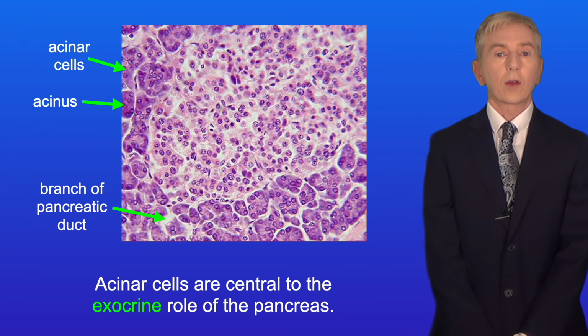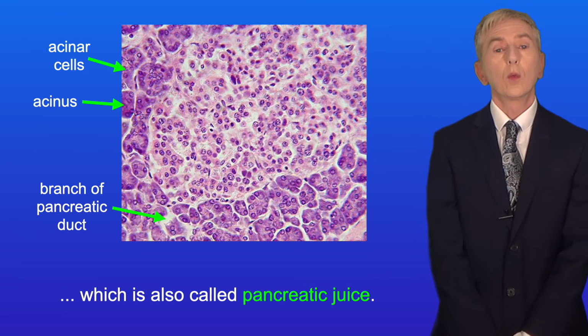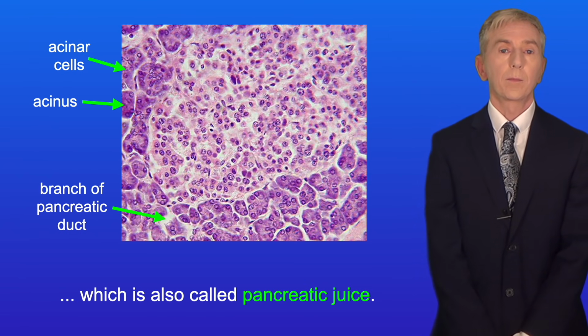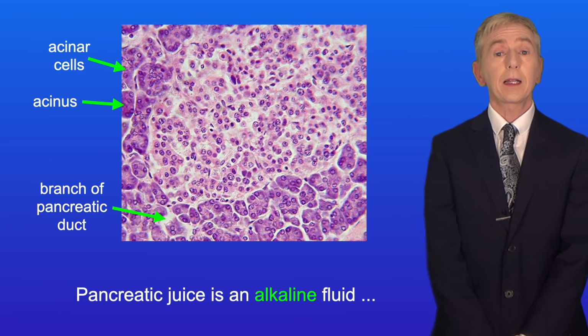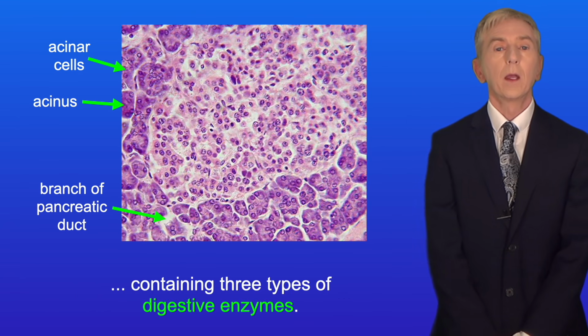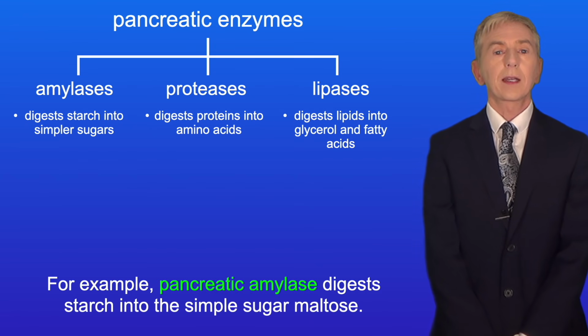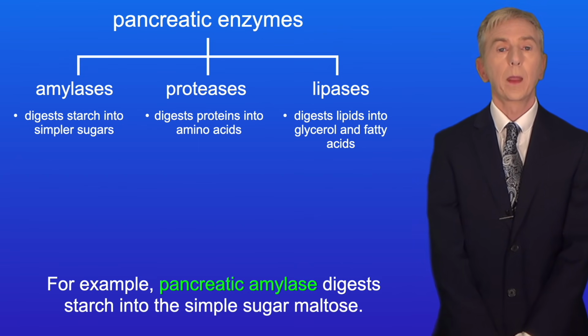Now, acinar cells are central to the exocrine role of the pancreas. Acinar cells produce pancreatic fluid, which is also called pancreatic juice. And pancreatic juice is an alkaline fluid containing three types of digestive enzymes. The role of amylase enzymes is to digest starch into simpler sugars. For example, pancreatic amylase digests starch into the simple sugar maltose.